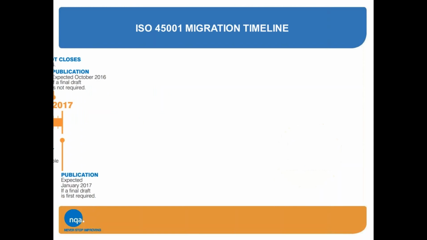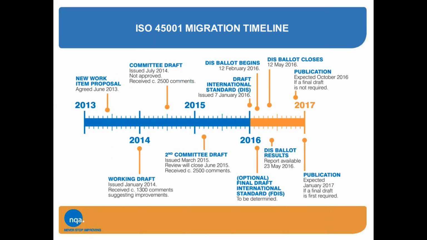The timeline for migration to the new standard has been provisionally drafted by ISO. So we're looking at basically September, October 2016 to look at the final draft, and provisional publication by early 2017.